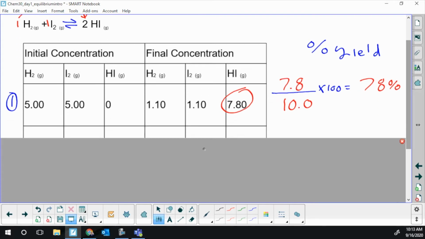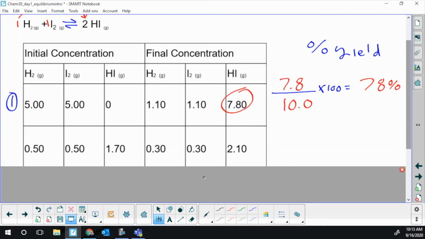Okay. Second case study, and this is going to get a little weird. You've never really seen this before. There was product dumped in at the start. That would have made no sense last year. So we have half a unit of hydrogen gas, half a unit of iodine gas. So they're in equal proportions. They're a tie for the limiting reagent. And we dumped in 1.7 at the beginning of product.